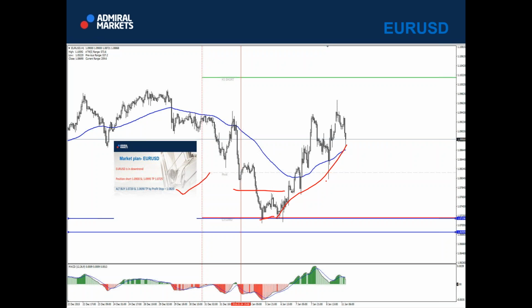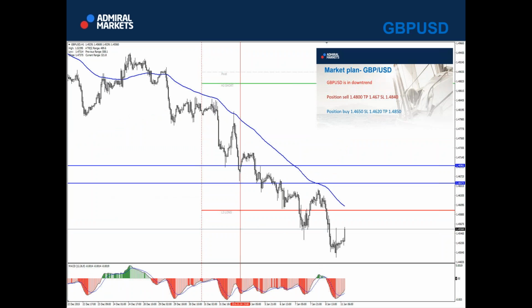Yeah, 100 pips exactly, 1.0820. So guys, I hope that you made some money on this. This was also a very good trade setup. Pound dollar was, what can I say about pound dollar? Not that bad, not that good either.